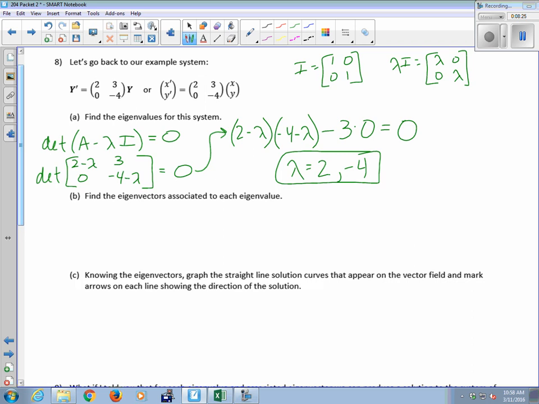Then I want to find the eigenvectors associated with each eigenvalue. Let's start with lambda equals 2. For lambda equals 2, I want to solve A v equals lambda v. V is just the name of the vector. So A is 2, 3, 0, negative 4 times some vector x, y equals lambda, which is 2, times x, y.